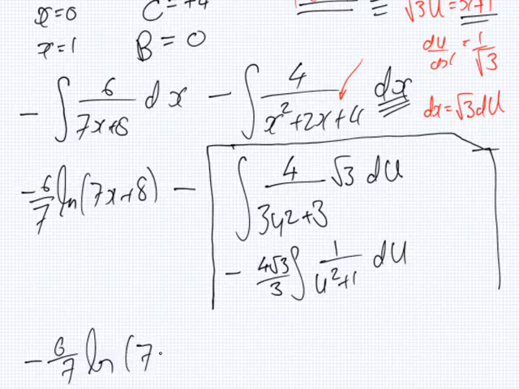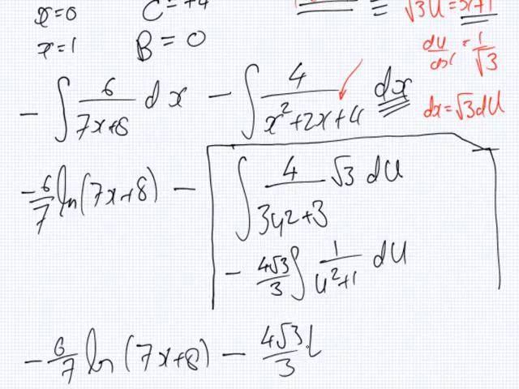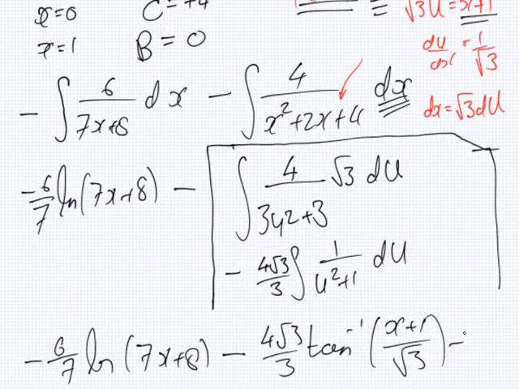Which of course is... why is the minus here? Is that minus? Yeah, so it'll be still minus 4 root 3 over 3 tan inverse u, which is x plus 1 over root 3, plus c. Yes, I can simplify. But I do have a sign mistake though. This should be a plus here.